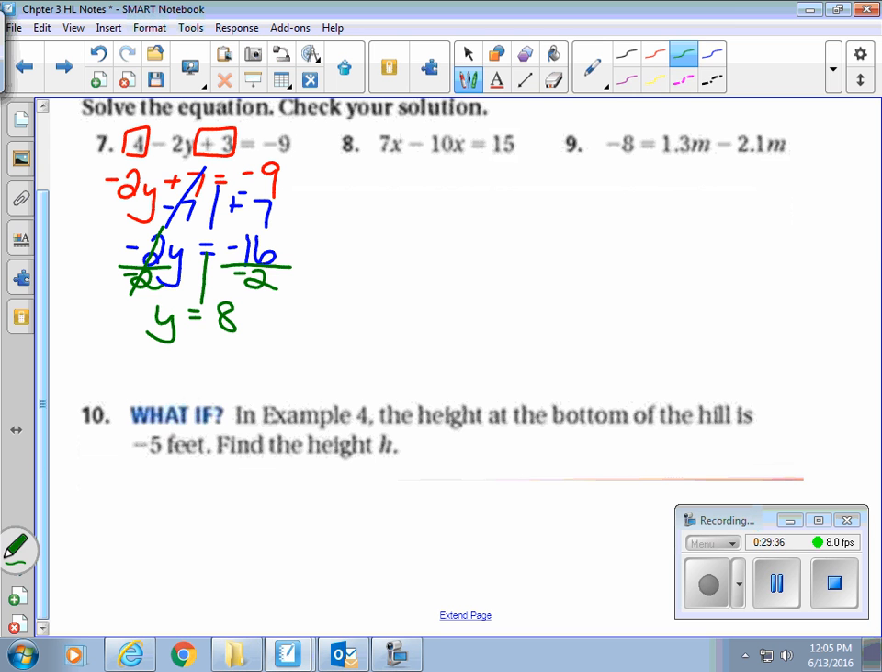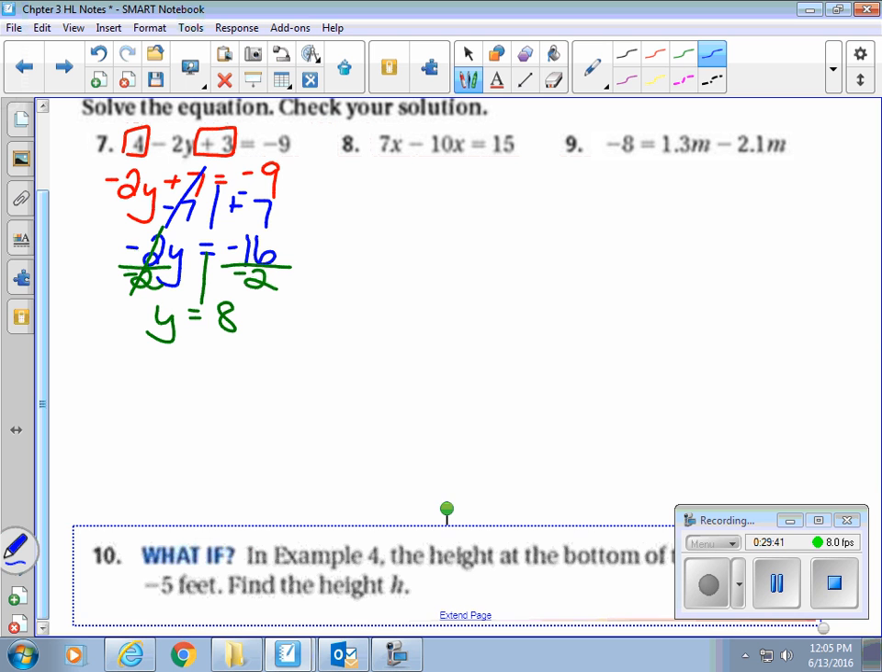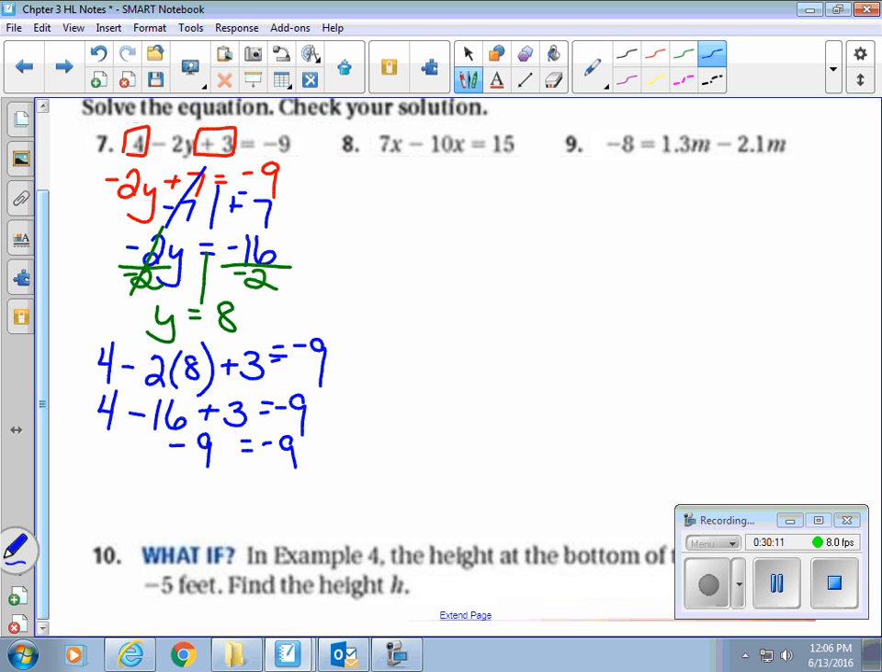Substituting those values back in, I'm going to move this down and give me some space. We're going to check it. 4 minus 2 times 8 plus 3 should equal negative 9. We're going to multiply first. We've got a negative 2 times a positive 8, which would give me a negative 16. And then 4 minus 16 plus 3 ends up giving me a negative 9, which is equal to negative 9, so it checks out.